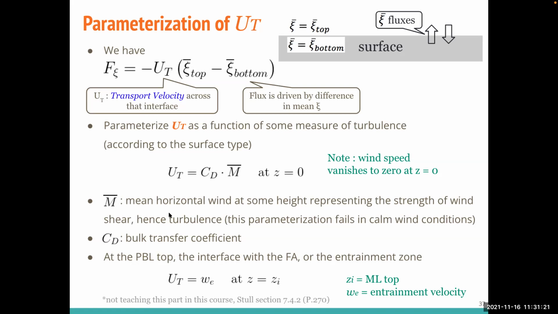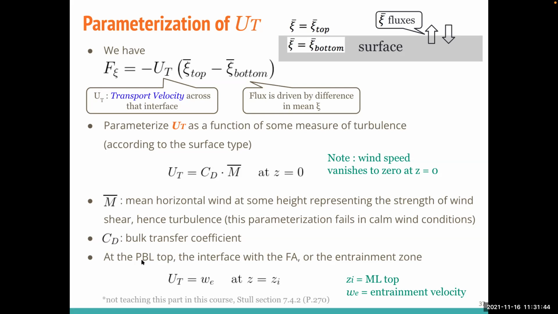M bar here, it only means horizontal mean wind. Okay, it's representing the strength of the wind shear and hence the turbulence. So you include the strength of the turbulence in here. And then CD is just a bulk transfer coefficient, which is representing the properties of your surface.